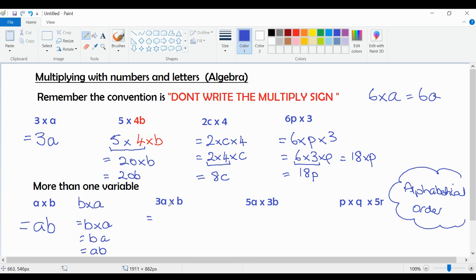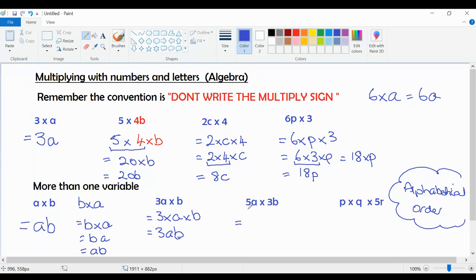Okay, let's try this next one. We've got 3A times B. Well, we know that when we multiply, 3A means 3 times A, and that we're multiplying by B. The convention is that we put the number 3 first, the times we don't write, and that would be AB. So when we simplify, we get 3AB. No times in there because the times we assume we don't write.